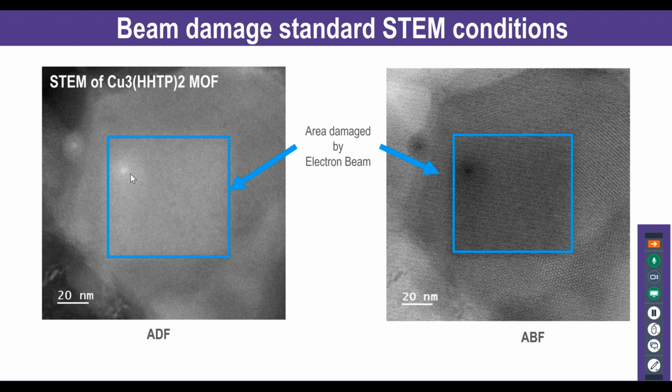So look at the left, right. This is your typical ADF image in your STEM, and on the right you have an ABF. After one quick pass using your standard conditions in the microscope, your sample is completely useless. Some areas retain the crystallinity, and this is a good comparison here, and then of course this area here was not heated by the electrons yet. So you have a very, very short time to collect STEM images from these materials.